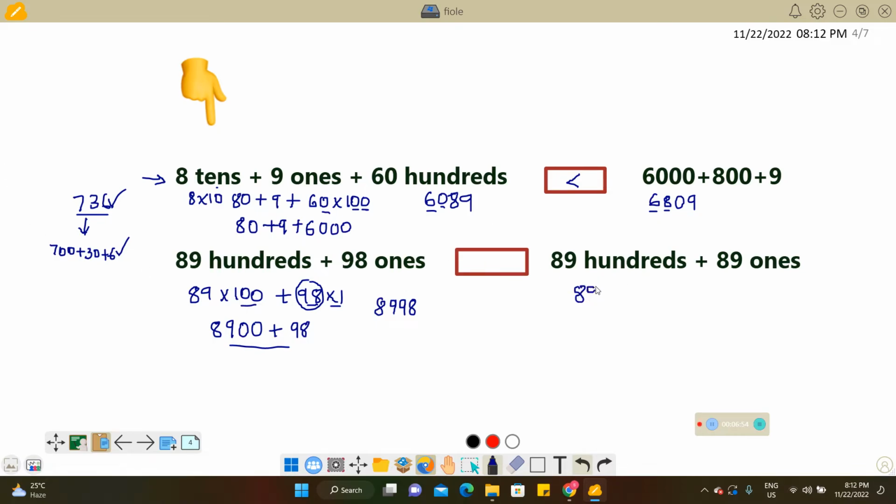Now let's take the other number. 8900s. Again they are saying 8900s, but instead of 98 ones, they are saying it is 89 ones. So which is nothing but 8900 plus 89, which gives us 8989. So these are both the numbers we got over here.